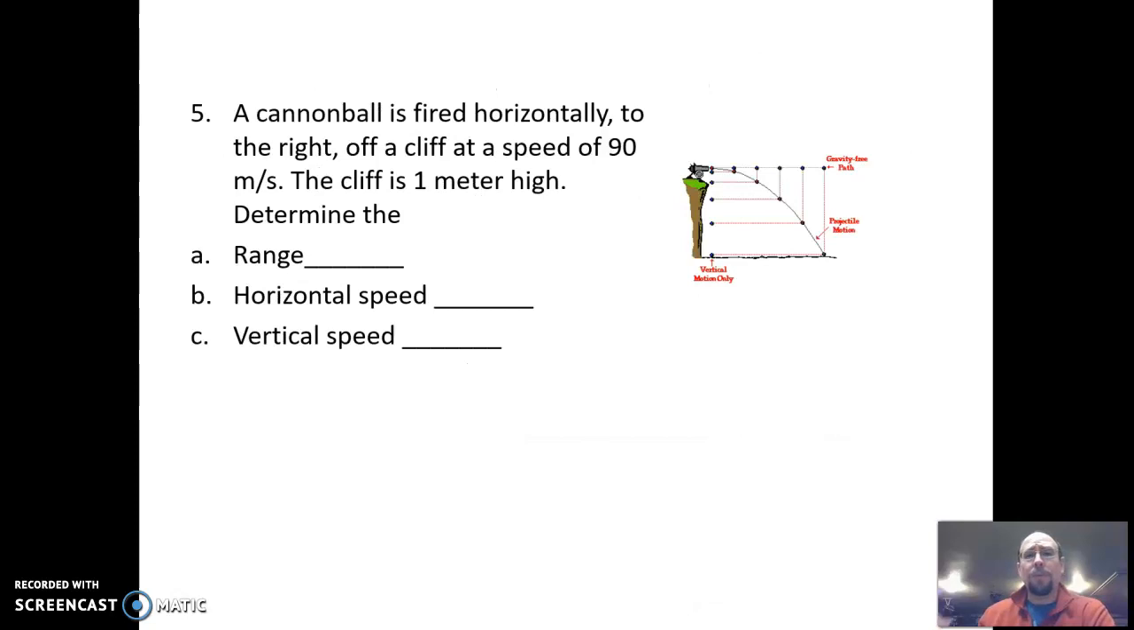So we're going to work through one problem here, and then I'll let you work through the other one. I'll have the work on the PowerPoint or the file that goes along with this. But we're going to solve this one out. A cannonball is fired horizontally to the right off a cliff at a speed of 90 meters per second. The cliff is 1 meter high. Determine each of these things: range, horizontal speed, vertical speed.